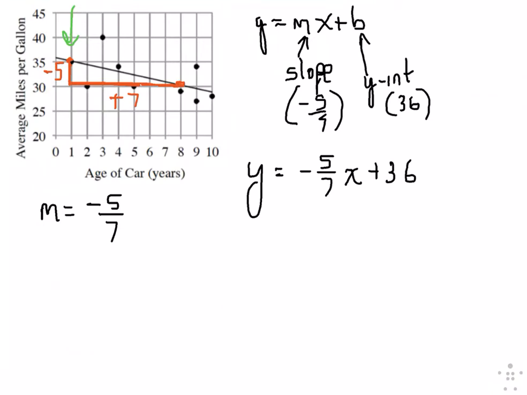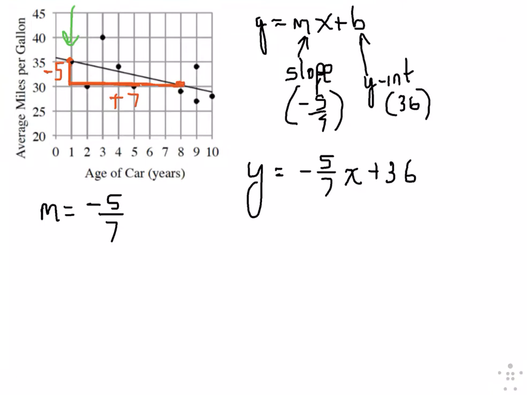And the book actually got negative 0.7, which would be 7/10. We're close, right? And this is true with trend lines. With trend lines, you're going to have slightly different answers for your problems.